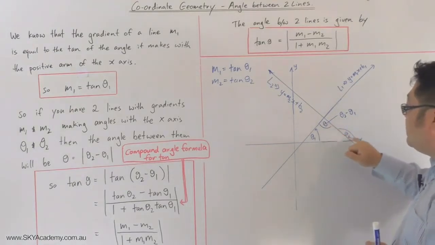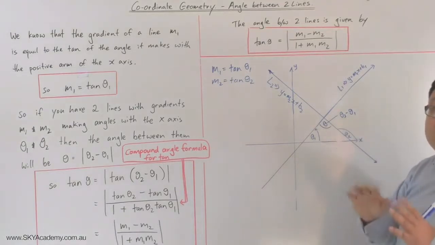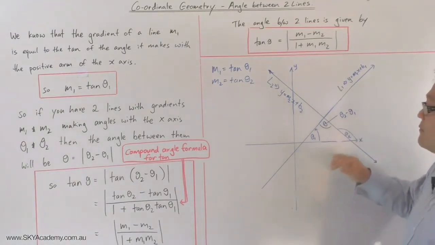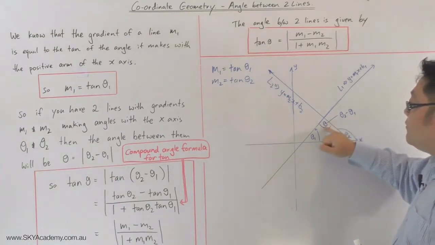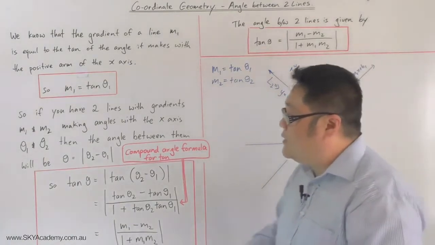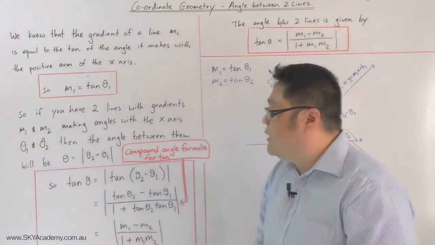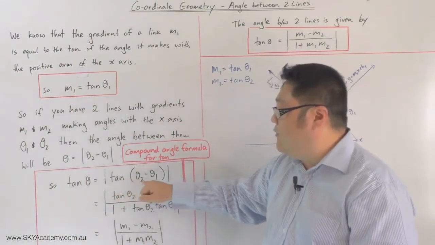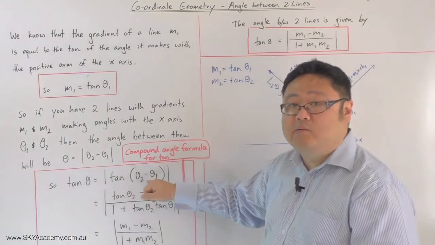So this angle plus this angle gives you this angle, so therefore this angle must equal theta 2 minus theta 1. Does that make sense? All right, so theta 2 minus theta 1 gives you that angle, right? So in other words, the tan of that angle is also equal to the tan of theta 2 minus theta 1. Does that make sense?